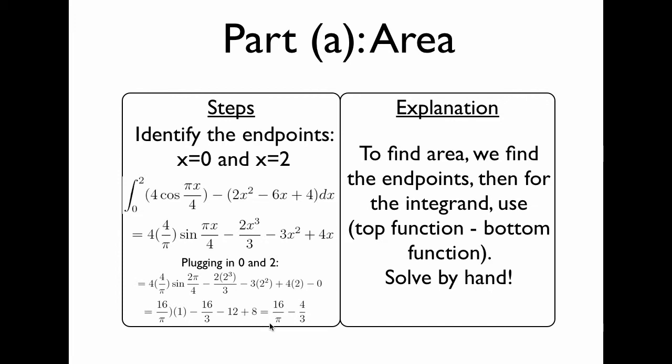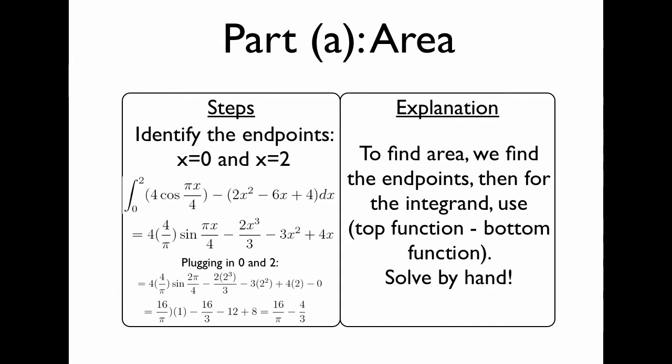As you combine it, you have 16 over pi minus 4 thirds. You have to stop there because you don't want to simplify pi any further, or anytime you have a symbol that represents an irrational number, like pi or e, you don't want to simplify them any further. You just leave as is.